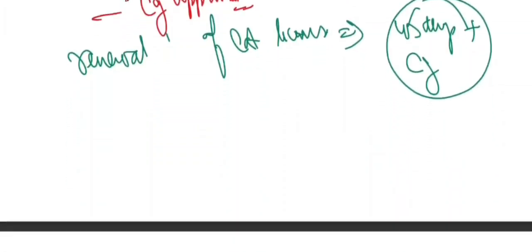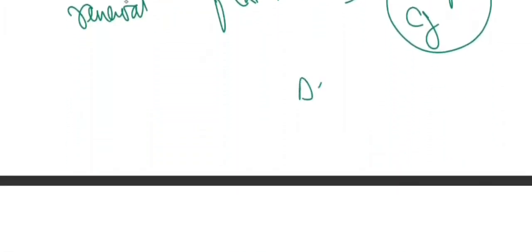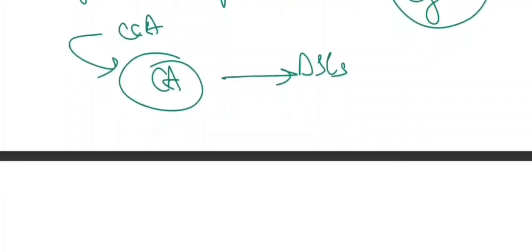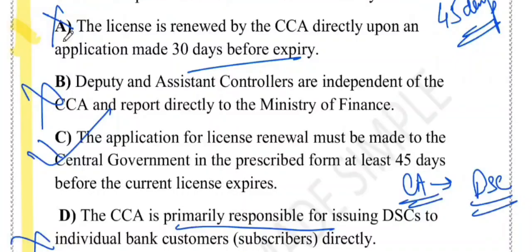CCA acts like an RBI. So the Digital Signature Certificate is issued by CA, certifying authority. CCA only supervises this CA. So CA license renewal, apply 45 days before expiry. Application made to the central government in prescribed format. And this deputy and assistant controller, they report to CCA and CCA regulates the CA. So I hope I have touched every aspect in this particular question.